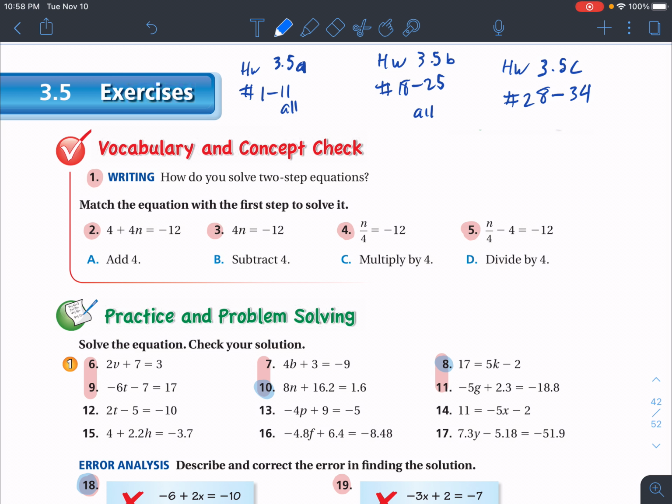Let me start my timer real quick because I'm gonna forget. Where is my clock? Right here.